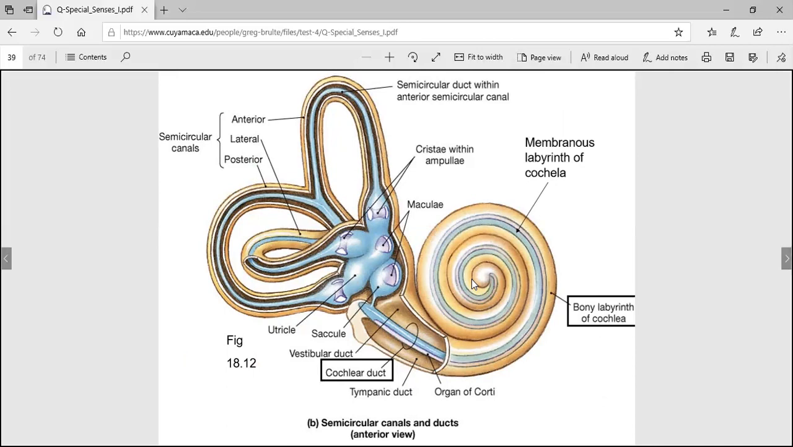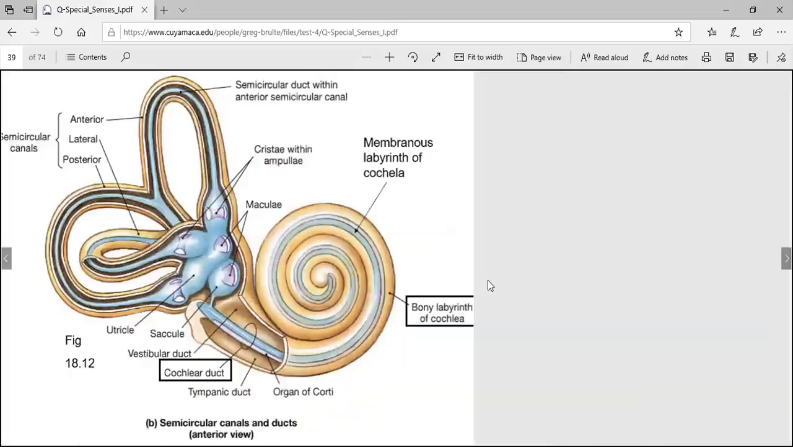We're going to do hearing first. Remember, this part's for hearing and this part's for balance. You have two different kinds of equilibrium, static and dynamic, and we'll get to that in a little bit. So let's go to hearing.